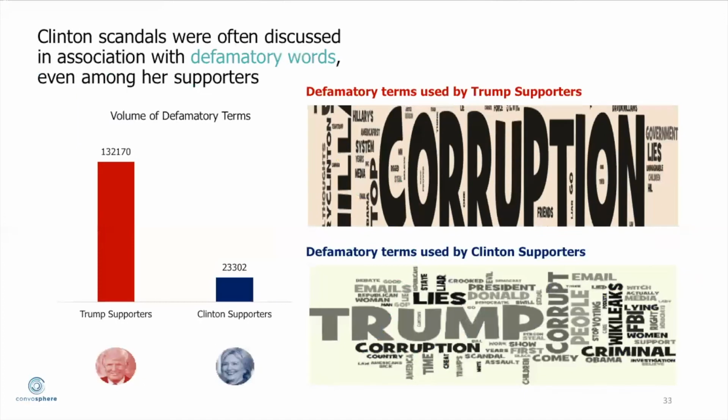Another thing that we wanted to look at were the words that were used in the data sets. So when we looked at Trump's data set, the word corruption appears numerous times, mostly in context to Clinton. When we looked in comparison to the words that appeared in Clinton's conversations, Trump was the major theme, but not so much a specific scandal or defamation, but more Trump as a person. And even Clinton's supporters often discussed her scandals without really defending them.